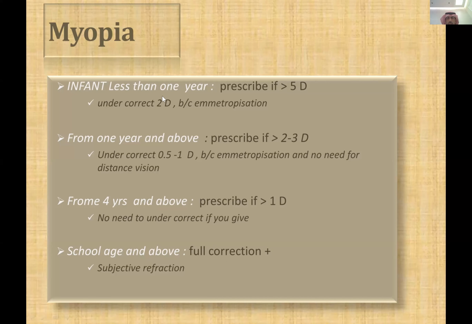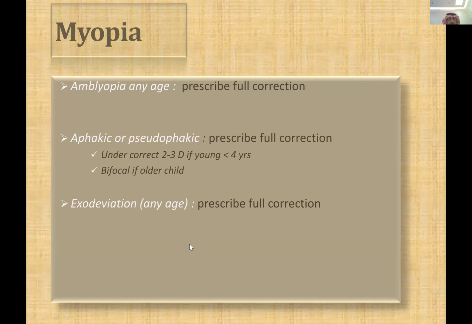So again, less than 1 year, more than 5. From 1 year to 5, more than 2 to 3 diopter. From 4 years to 6 years, more than 1 diopter, and then school age, give full correction. In amblyopia, always give full correction.